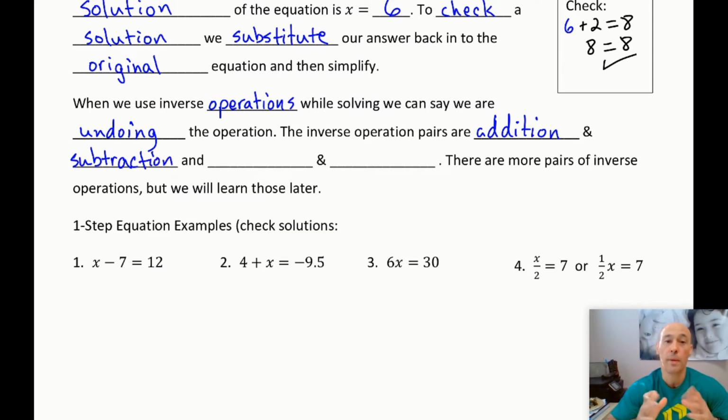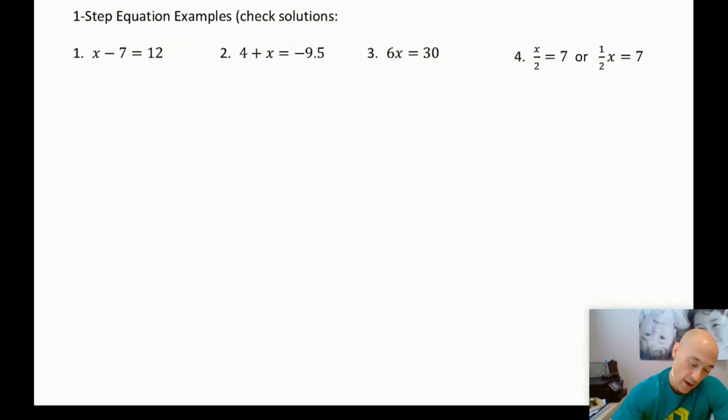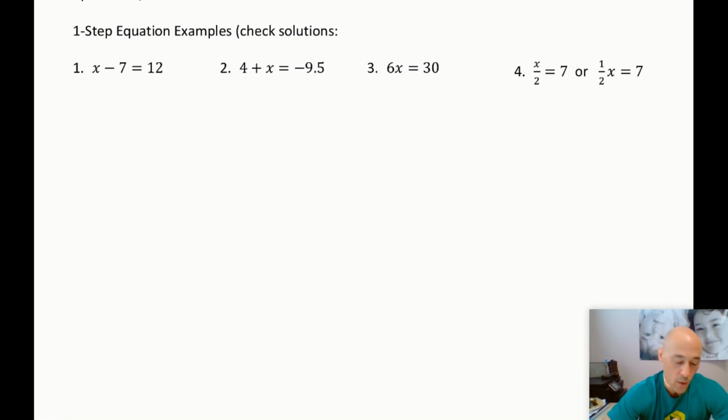The other inverse pair that we need to know right now is multiplication and division. Those are inverses of each other. So division undoes multiplication, multiplication undoes division. There are more inverse pairs, but we're not going to be focusing on those right now. We'll learn those later. So let's look at these one-step equations. We are going to solve and then check our solutions.